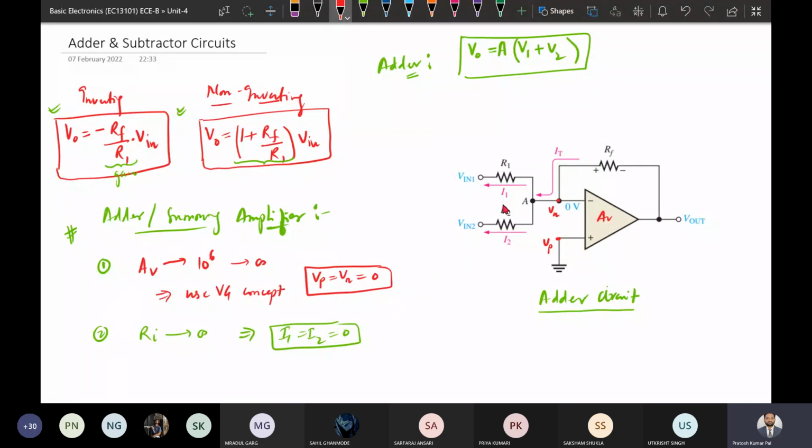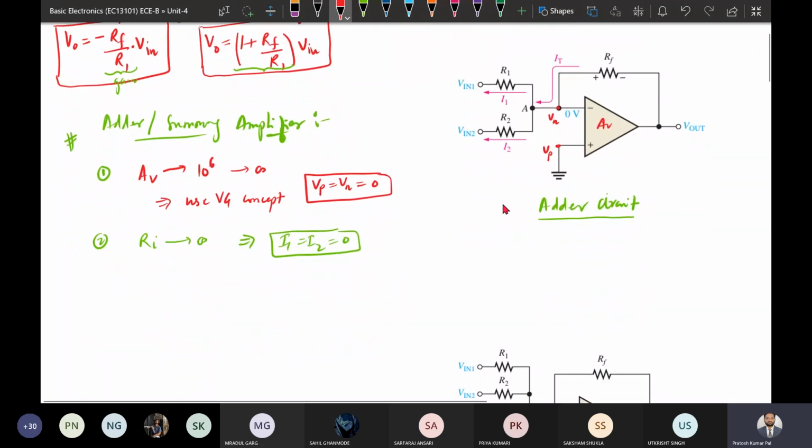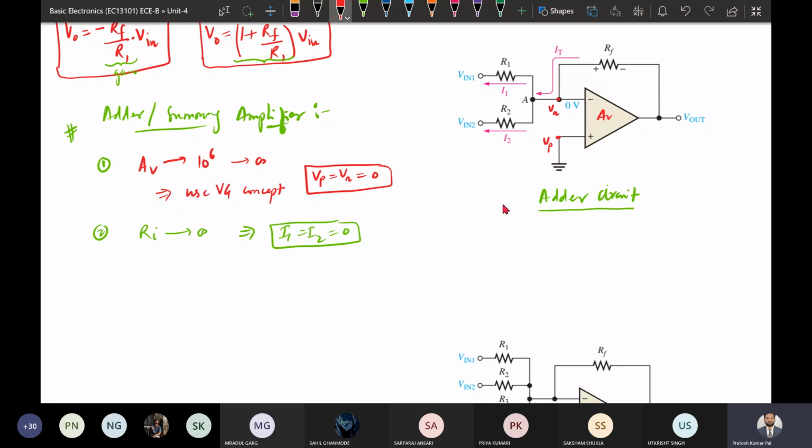So once we are assuming these two concepts, then we can proceed with the analysis similar to the previous one. So to analyze, we need to use the KCL. There are currents, so this is total current flowing through the RF resistance, and the current flowing through R1 and R2 will be I1 and I2. So by KCL, we can get I total will be equal to I1 plus I2. Now we need to find the IT.